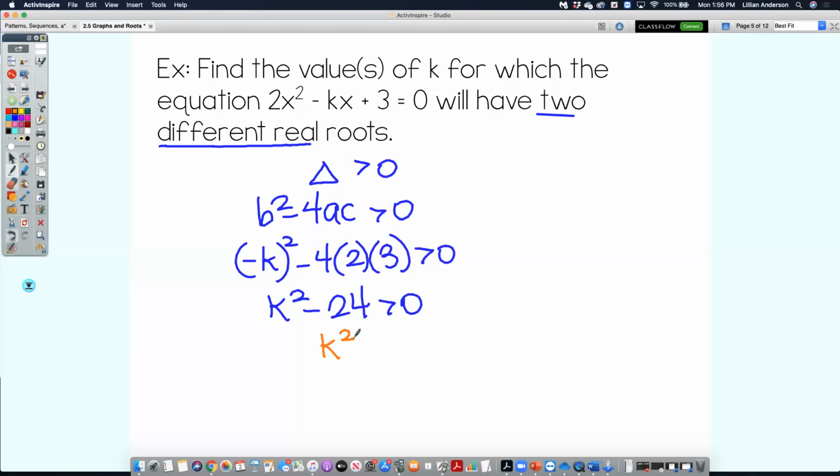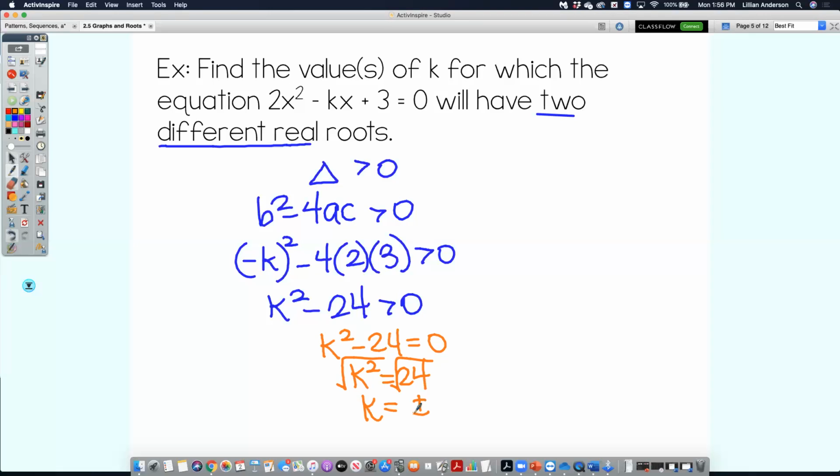So if I temporarily treat it like an equation and solve for k, I'm going to add 24 over. Then I'm going to take the square root. And when I take the square root, we can't forget, we're going to have what? Plus or minus? Thank you, plus or minus. Anytime you take the square root of an equation, it's plus or minus. Same thing applies with the inequality.